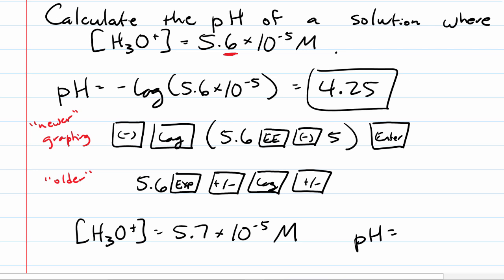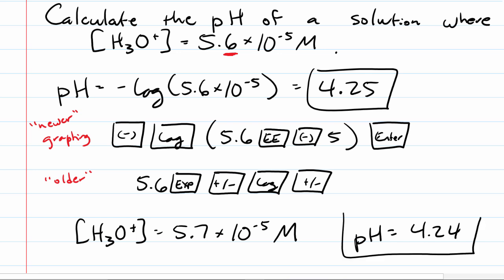And the whole point of this is to learn our sig figs. So we'll take the negative logarithm of 5.7 e negative 5. And if you do this, we wind up with an answer of 4.24. So 4.24 is what we get this time.